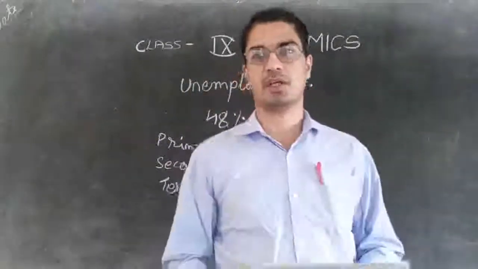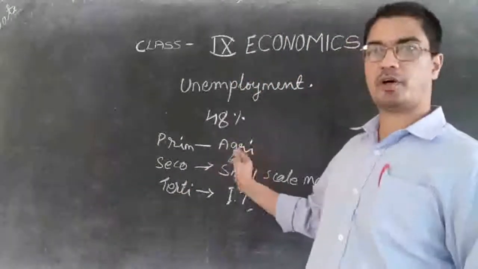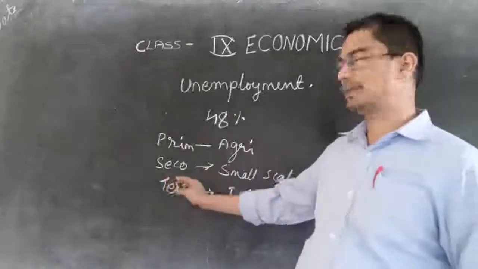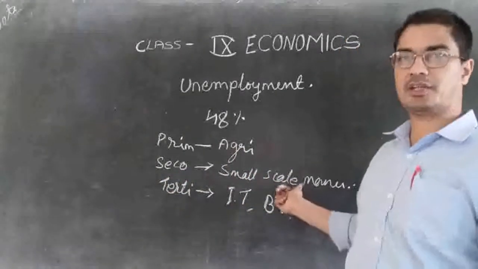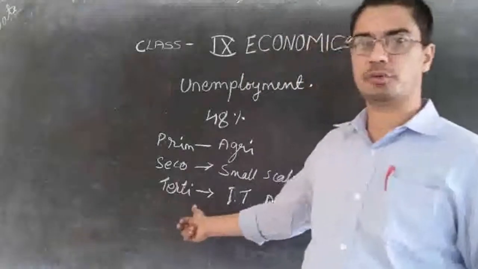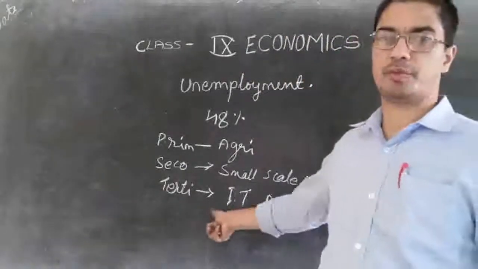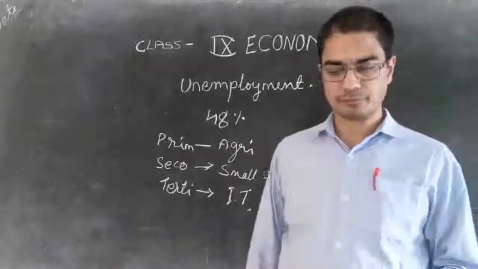So people who are working in the primary sector, most of them will go and work in the farm. People who are working in the secondary sector, most of them will work in the small scale manufacturing industries. And in the tertiary sector, most of the people work in information technology or biotechnology.